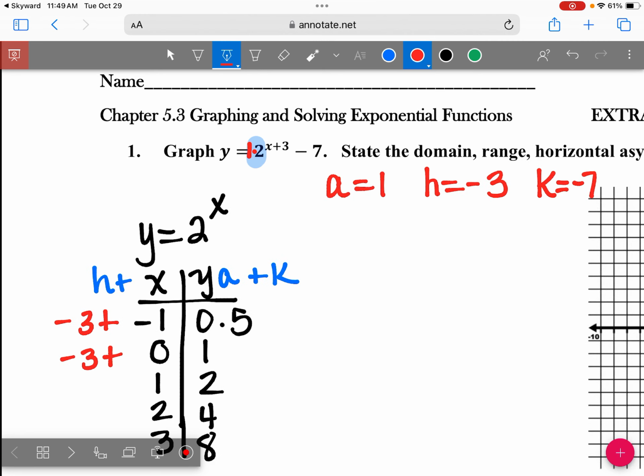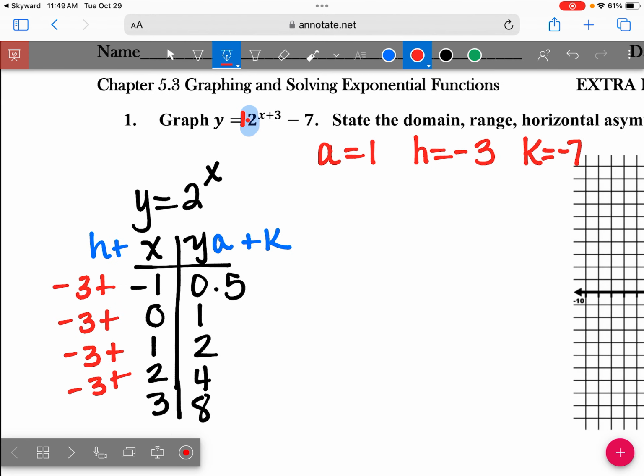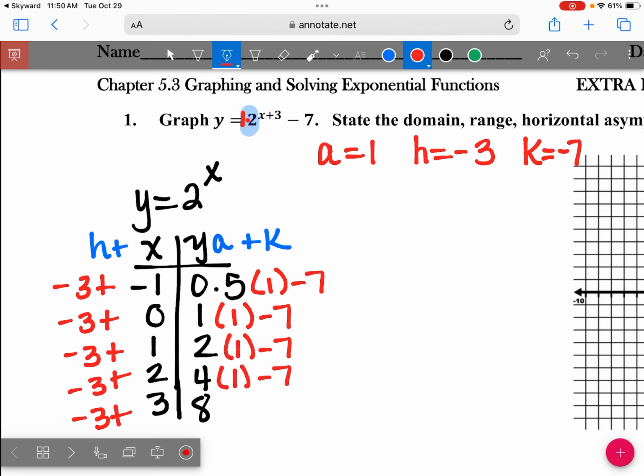all the way down. So we're creating the table that we are going to graph. For your Y values, you're multiplying them by 1 and subtracting 7. So go ahead, apply your transformations, and then we'll be ready to graph the table that we get as a result of our transformations. So go ahead, take a couple minutes and figure out what your new table will be.